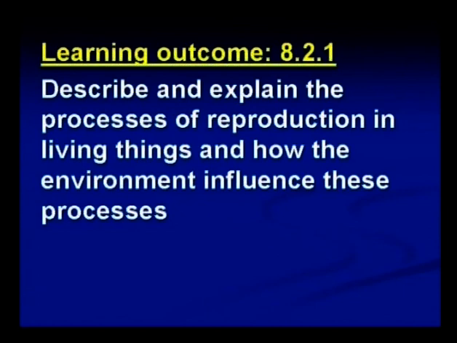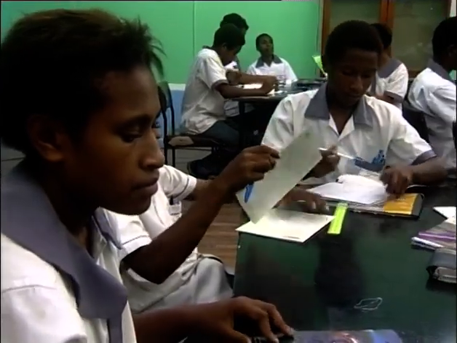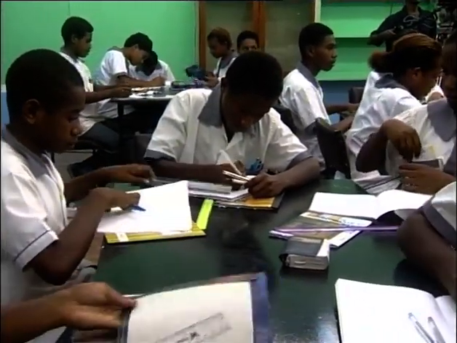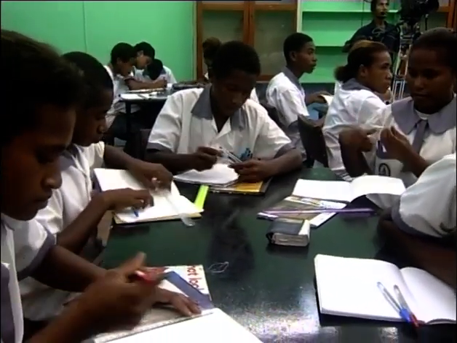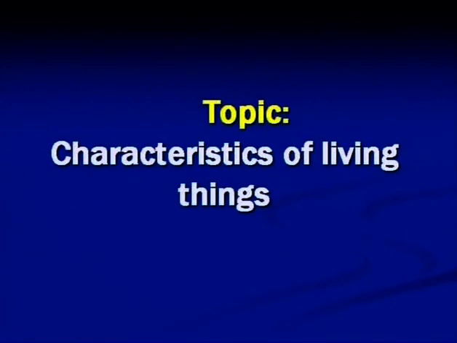Class, get ready to now write the topic of today's lesson in your exercise book. Please write down the topic, receiving students and the model class: characteristics of living things. Receiving teacher, you may write the topic on the board for your students.